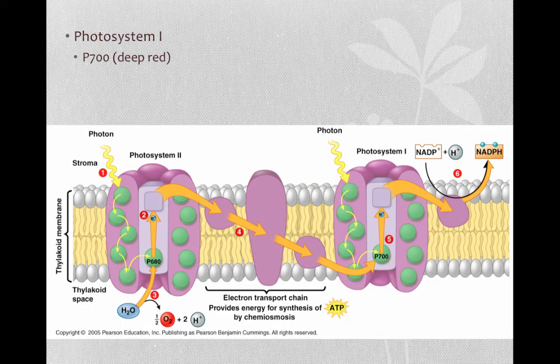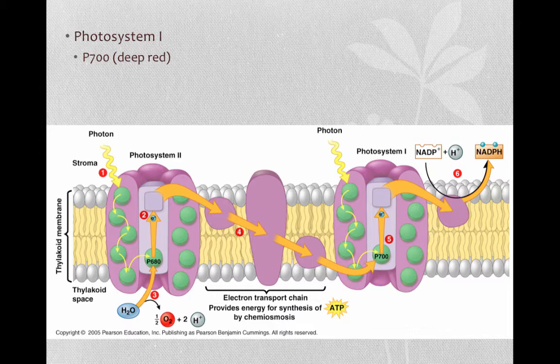Photosystem 1 has P700. 700 is the wavelength absorbed by the reaction center, which is chlorophyll A. 700 wavelength is a deep red. Photosystem 1 is one set of reactions that best absorbs light at 700 nanometers.